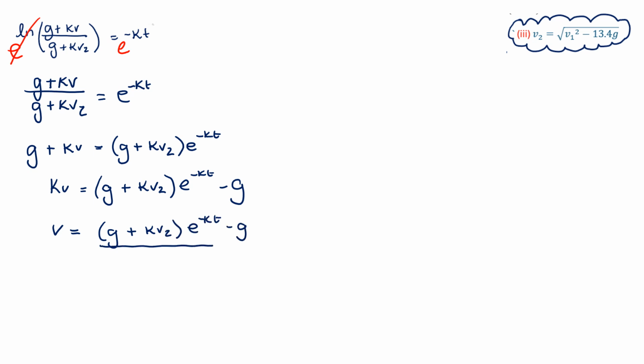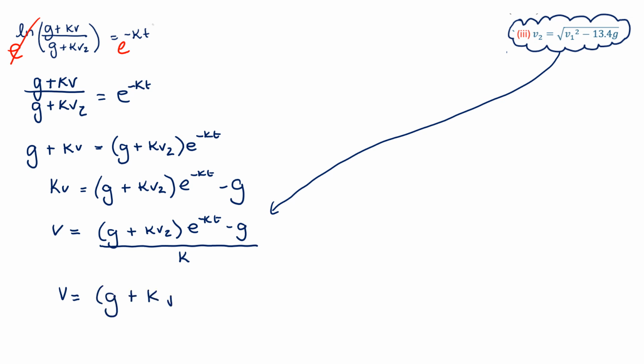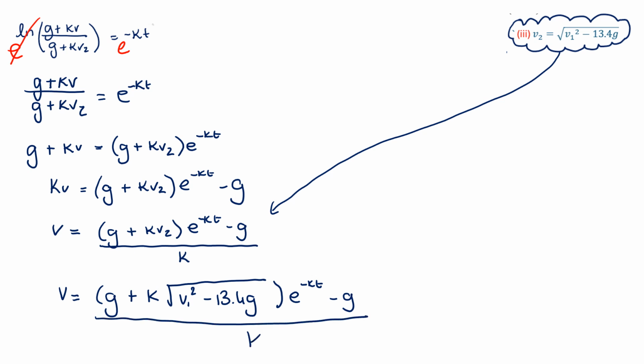And we're nearly finished. So all we need to do now is answer the question, which is asking us for this in terms of not v2, but instead v1. So we're going to plug in what we have here. So that's g plus k times the square root of v1 squared minus 13.4g, all times e to the power of minus kt, minus g, all over k. And given it's a velocity, that is meters per second.